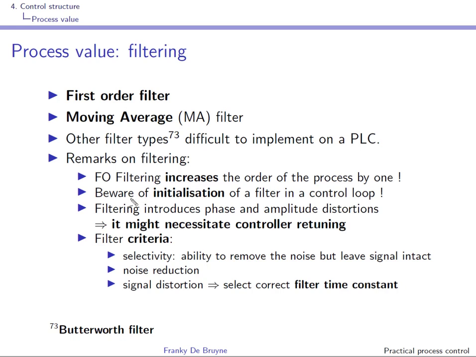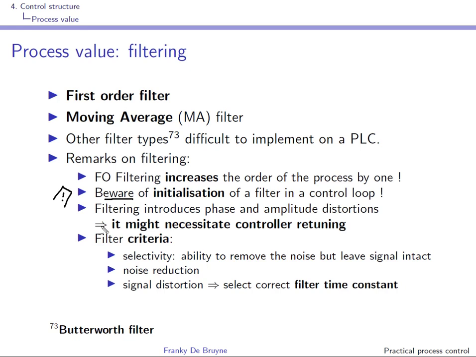Beware of the initialization of the filter in a control loop on a running machine, because you're going to take a block from a library, compile and download. You have to make sure that this filter has been properly programmed so that the initialization is done in a good fashion, and so that when you run the code the first time, the filtered PV is initialized properly.